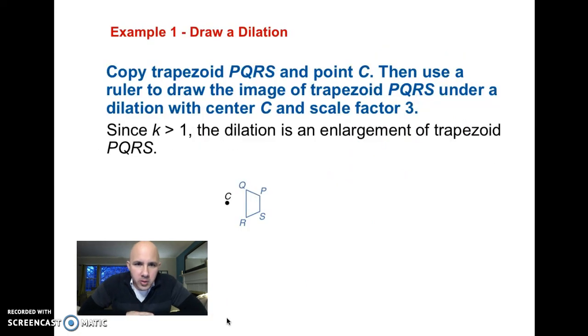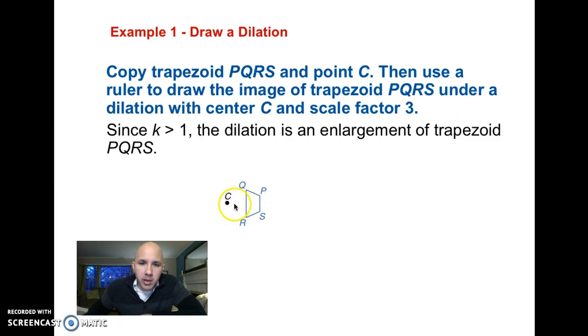First example, we're going to draw a dilation. So we want to copy the trapezoid PQRS and the center point at point C. Then we're going to use a ruler to draw the image of the trapezoid PQRS under a dilation with center C and a scale factor 3. When you dilate something, it's either going to get enlarged or it's going to be reduced. Since it's a scale factor of 3, it's going to be enlarged 3 times.